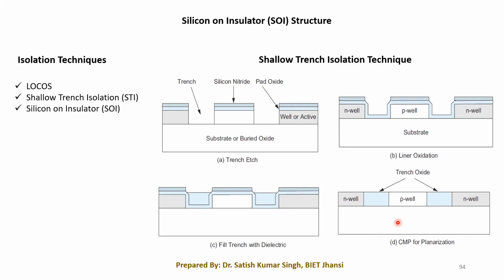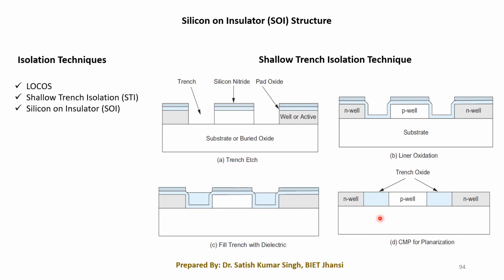Okay, CMP stands for chemical mechanical planarization, or chemical mechanical polishing, right? So this particular process we have to follow. Fine. After following this process, this type of structure we will be getting.